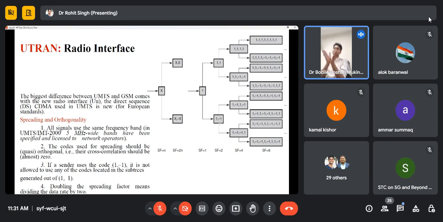You do not need to divide the link capacity further. So if one user requires a data rate R, he or she should be assigned SF1. If one user requires data rate R by 2, he or she should be assigned an SF2. And similarly, if a user requires a data rate R by 8, you can assign SF8, or spreading factor 8 code, to that particular user. This is how you can control the data rate of a user.